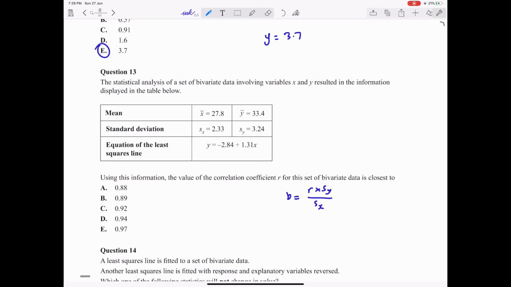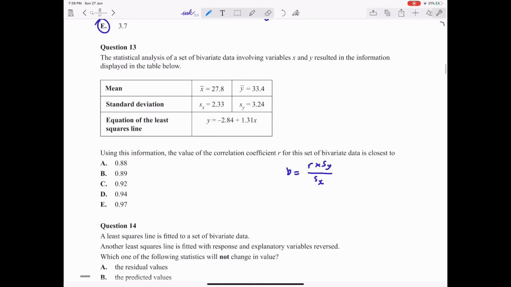Question 13, statistical analysis of a set of bivariate data involving variables x and y resulted in the information displayed in the table below. So we have the values of the mean and standard deviation and the equation of the least squares line. Using this information, the value of the correlation coefficient r for the set of bivariate data is closest to. So to do this question, you need to use the formula for the slope, which I wrote over here.